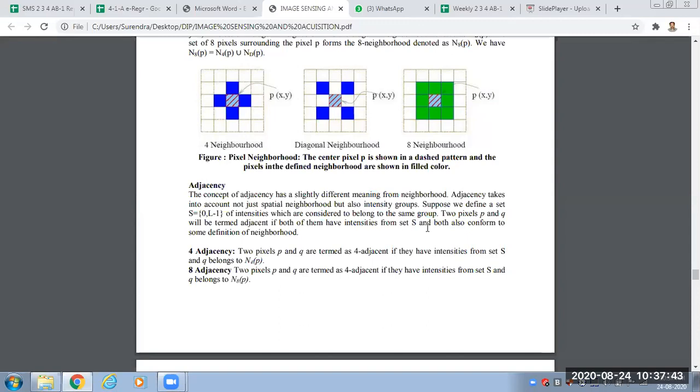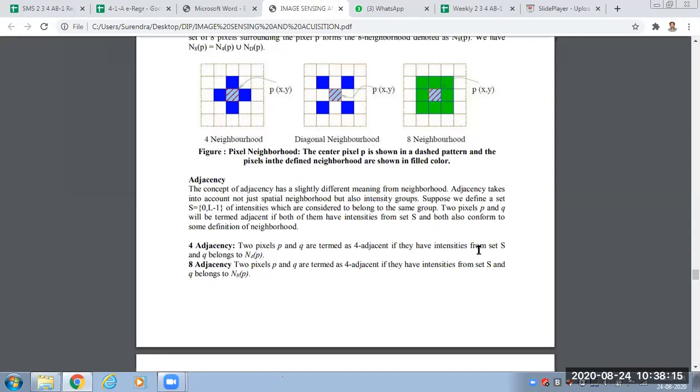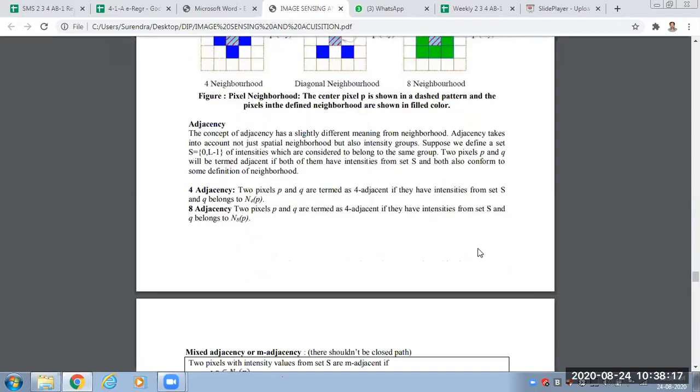So pixel P is considered from the first image, pixel Q is considered from the second image. How are both having adjacency? You must remember that to identify adjacency, we need two images. But neighborhood we can identify in a single image, whereas adjacency needs two images. Okay. So however, there are types of adjacencies: four adjacency and eight adjacency. In four adjacency, we must consider four neighborhood, and pixel P is in the first image, pixel Q is in the second image.